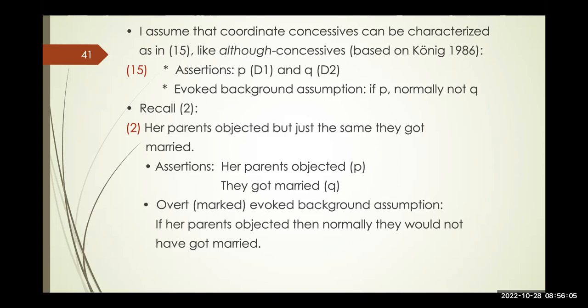Remember the example in 2, it was constructed. Her parents objected, but just the same, they got married. The assertions are her parents objected and they got married. And then just the same marks overtly and evokes a background assumption. If her parents objected, then normally they would not have got married.